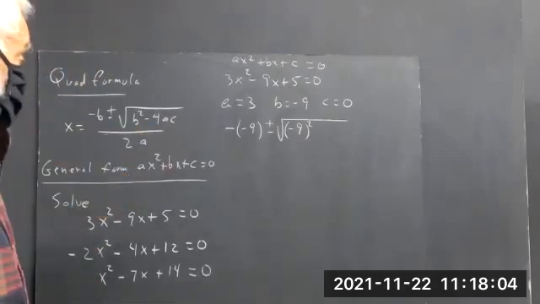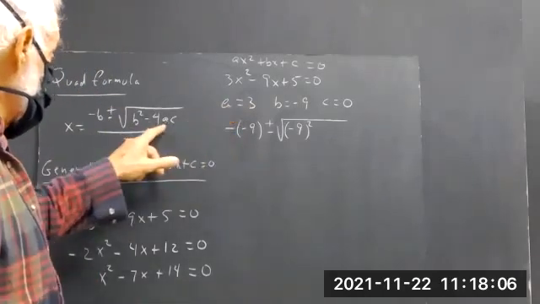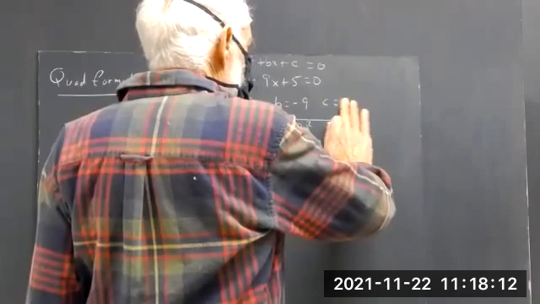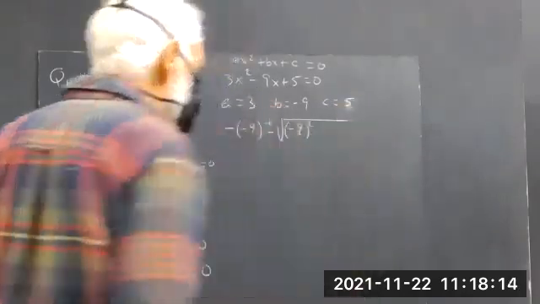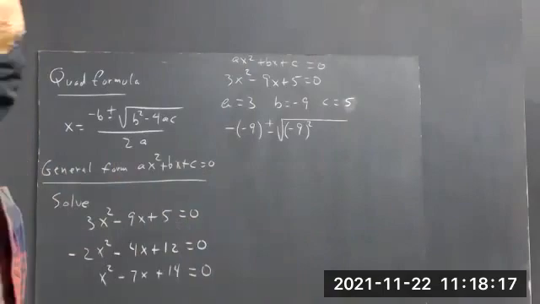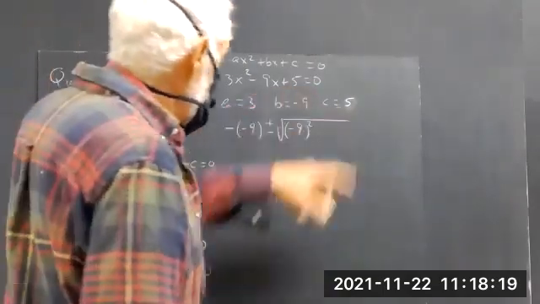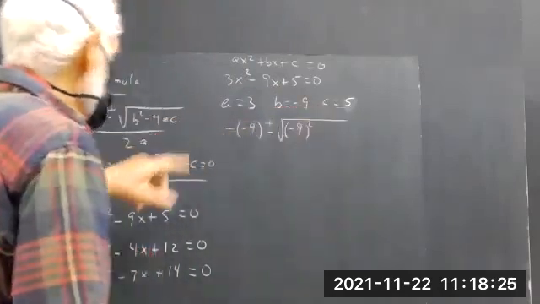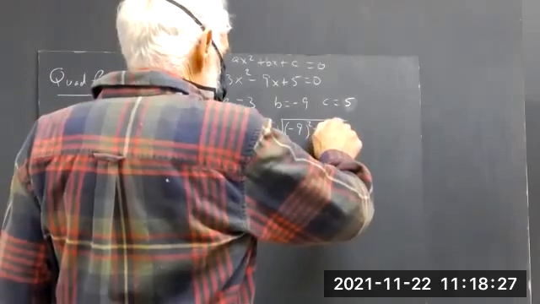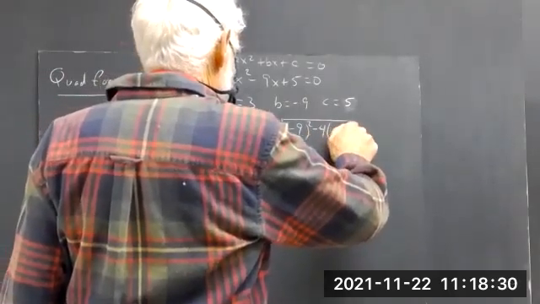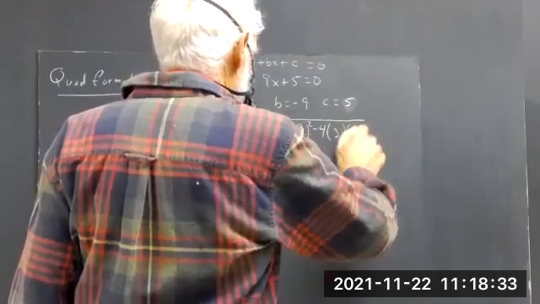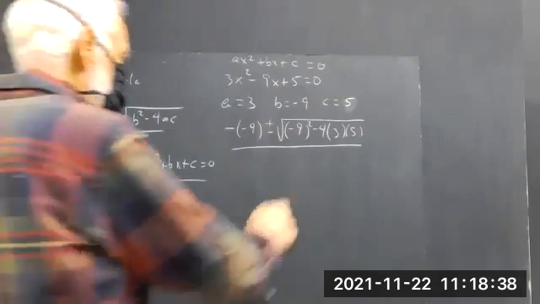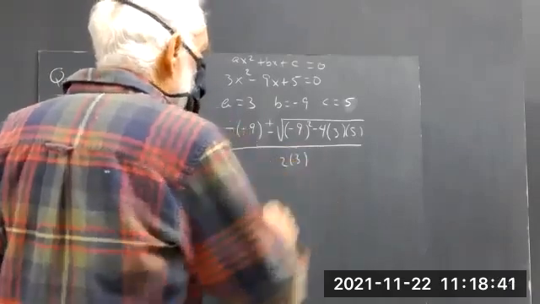Then we have -4ac. Well, a is 3. That's going to go here. And c is not 0. Apparently my eyes aren't connected to my brain or something. c is 0 here. I wrote it down. It's 5. Okay, so a is 3 and c is 5. So we have -4 times 3 times 5. That's divided by 2a, so that's 2 times 3.